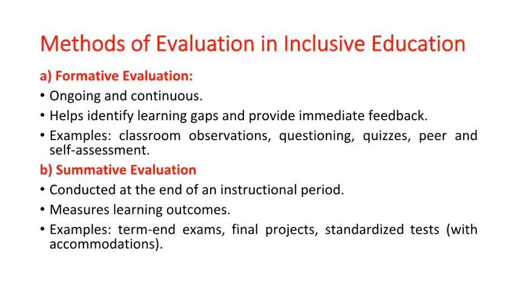Methods of evaluation in inclusive education. A. Formative evaluation, ongoing and continuous. Helps identify learning gaps and provide immediate feedback. Examples: classroom observations, questioning, quizzes, peer and self-assessment. B. Summative evaluation, conducted at the end of an instructional period. Measures learning outcomes. Examples: term-end exams, final projects, standardized tests, with accommodations.